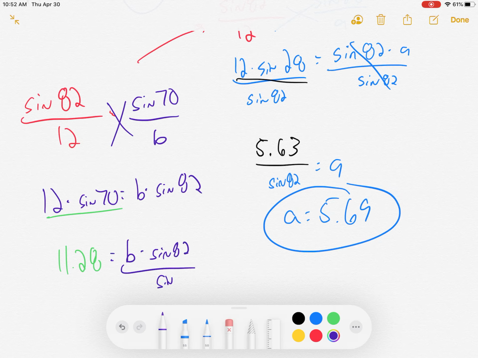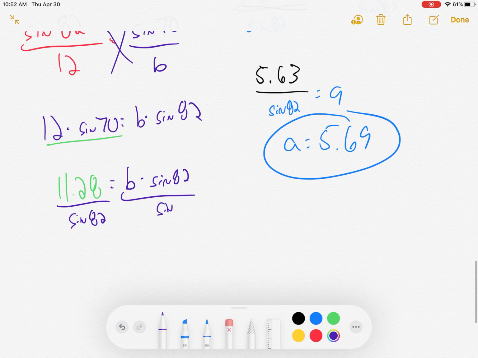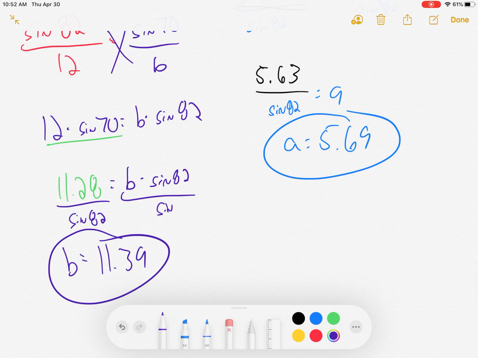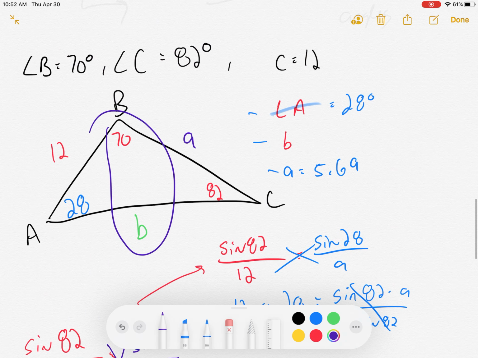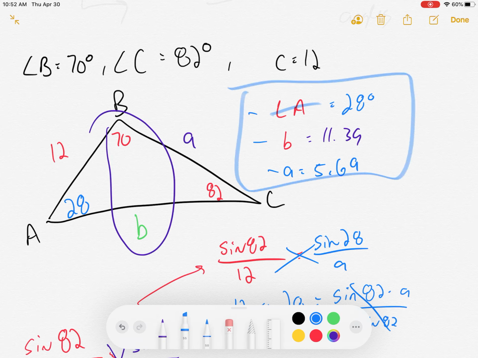11.28 equals b times the sine of 82. Divide by the sine of 82. Okay, clear it out. 11.28 divided by the sine of 82. And we should get b equals 11.39. So again, we solved the triangle, because we found all sides and all angles.